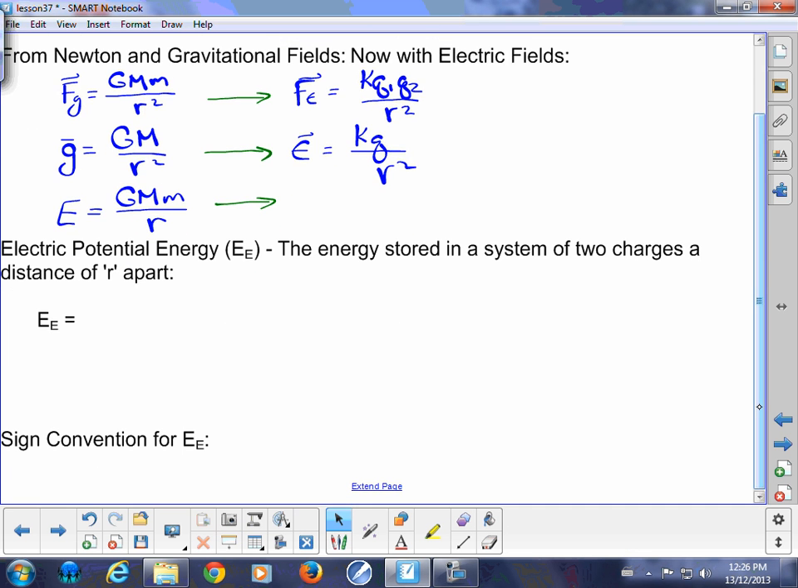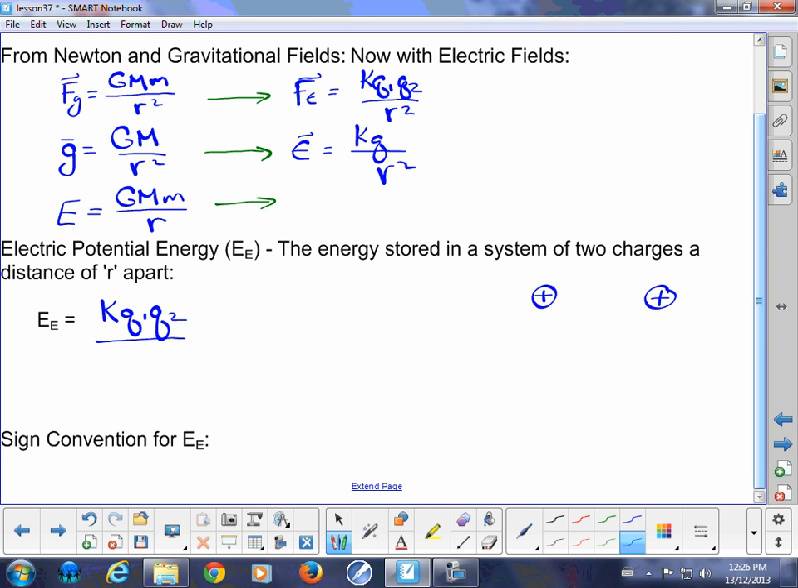So as we move through here, what is electric potential energy? It's the energy stored in a system of two charged particles a distance of r apart. So two particles that are separated, if you're holding them in place and they want to move, you are storing potential energy. So that formula, most of you hopefully have predicted, is k Q1 Q2 divided by r. All right, so that is the particle energy.